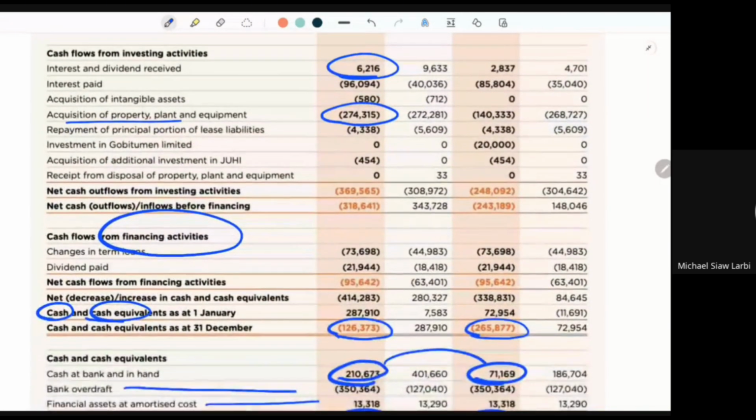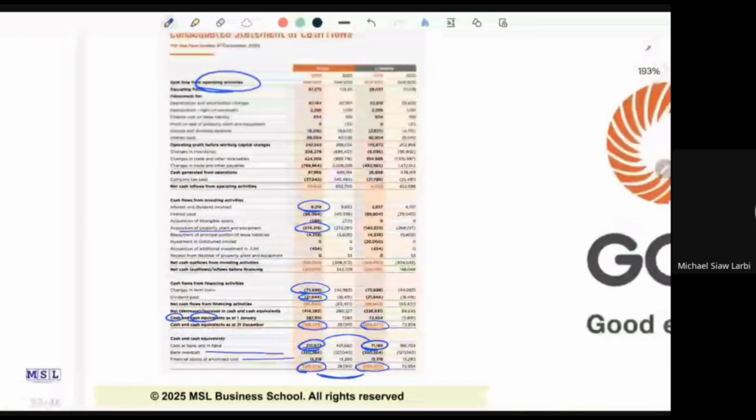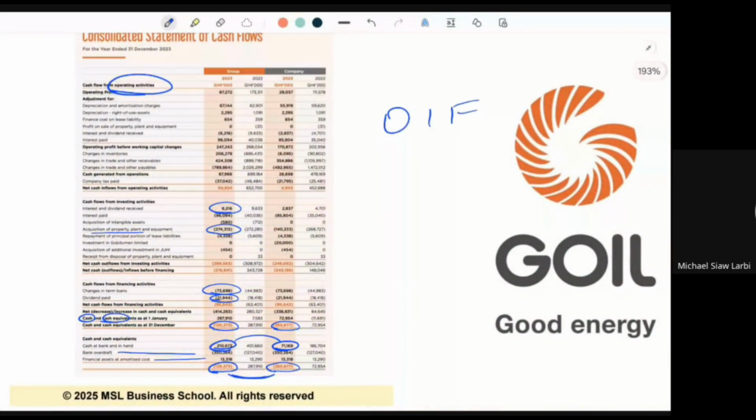Let's look at their financing activities. So they paid dividend of 21.9 during the year to shareholders. And then for that loan, they probably paid off some 73, right, during the year. So this is basically a cash flow statement, broken down into OIF, explains the movement in cash.